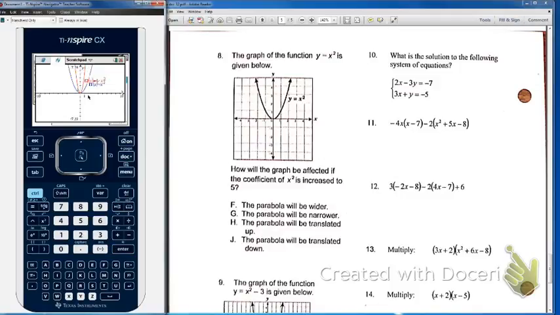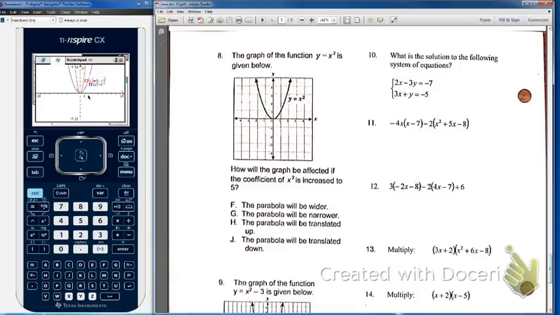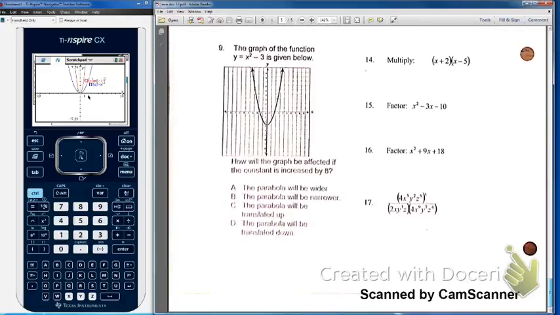Okay, let's look at 9. Number 9 says the graph of the function y equals x squared minus 3 is given below. How will the graph be affected if the constant is increased by 8? Okay, now, when we look at this, you got y equals x squared minus 3. The minus 3 is your constant. That's just a number, a constant number. They want to increase it by 8.